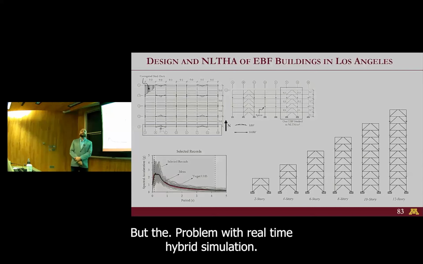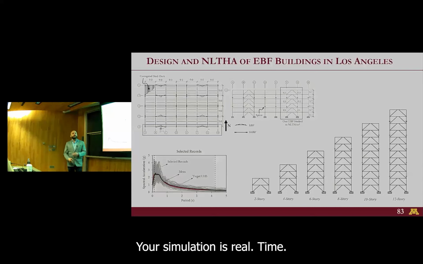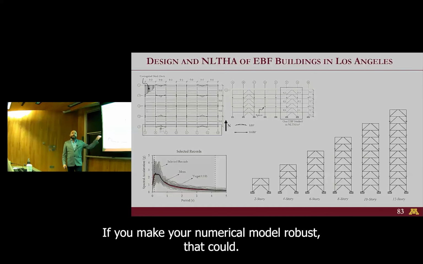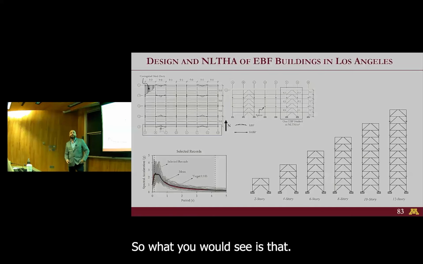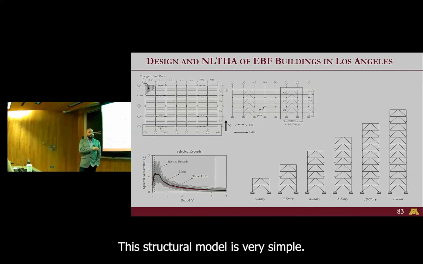But the problem with real-time hybrid simulation is that your simulation is real-time. So they're communicating, and if you make your numerical model robust, that could delay the communication and you could have problems in your simulation. So what you would see is that in real-time hybrid simulation, the structural model is very simple. For example, in my models, the links were fiber sections, discretized. I had connection, gusset, everything. You wouldn't be able to do that in a real-time hybrid simulation.